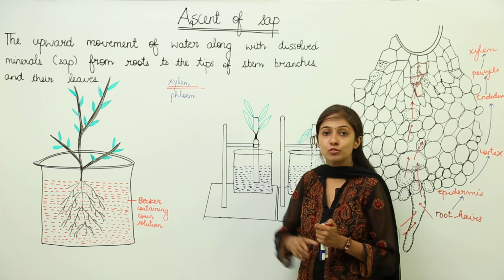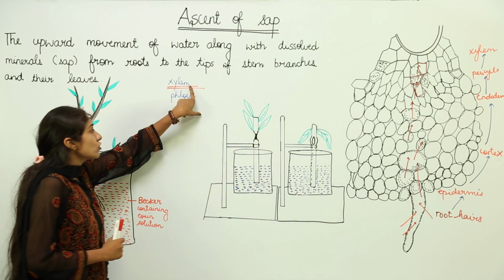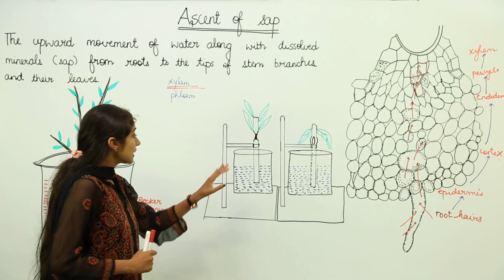and this proves that conduction of water is basically through the xylem tissue. Another experiment we can perform to prove that xylem is the tissue responsible for the conduction of water. Just look at this.